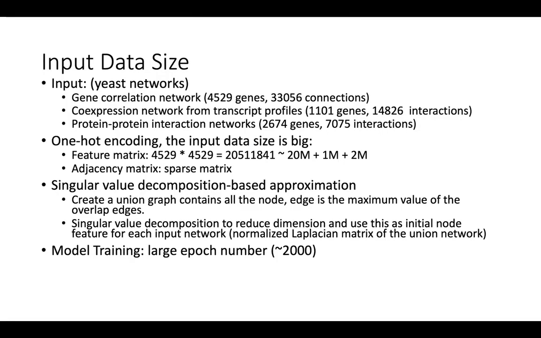Okay, so talking about the input data set, that's one of the data sets they were using for the test. This data set has three input networks. One is the gene correlation network, with this many genes and connections. Another is a co-expression network from transcript profiles, still represented by genes and interactions. And the protein-protein interaction network is also represented by genes. Even though they have three different networks, each node represents a gene.